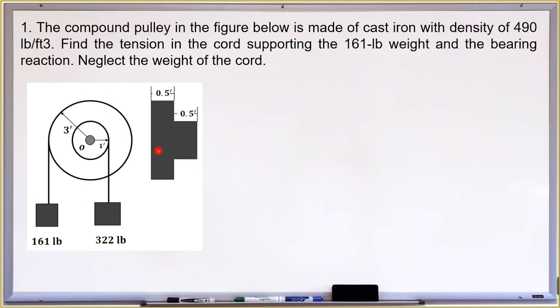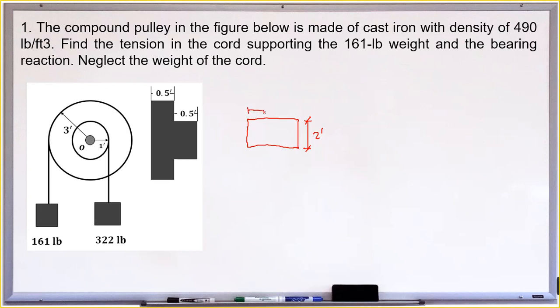Okay, now our compound pulley, the side view, looks like this one, in gray color. Now, if you're going to solve for its total centroidal moment of inertia, let's dissect this one. This compound pulley, we can redraw into this. So we have a solid cylinder whose inner radius is 1 foot. Therefore, its diameter is 2 feet.